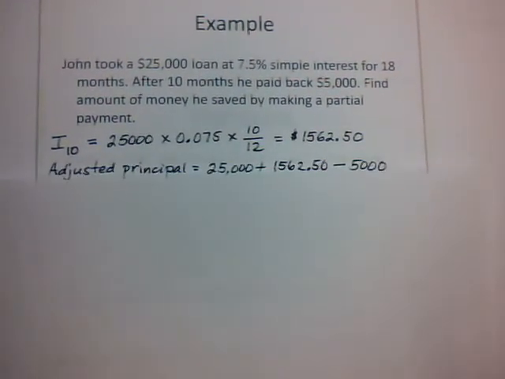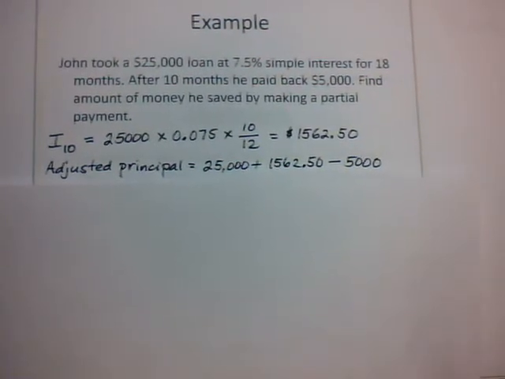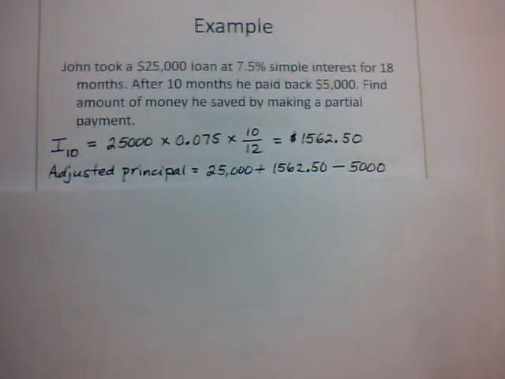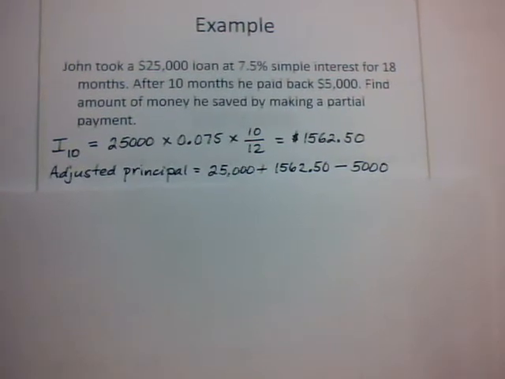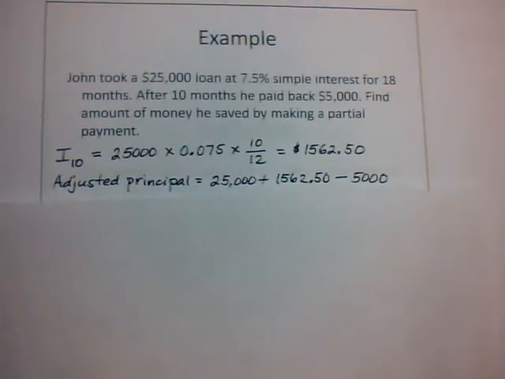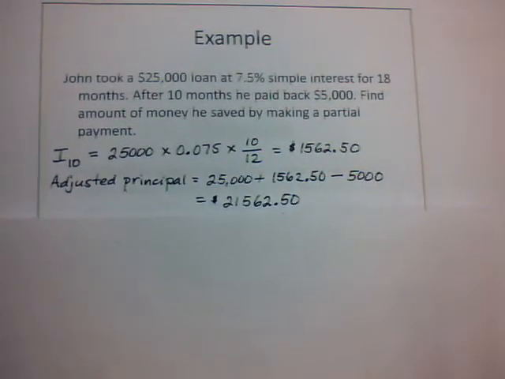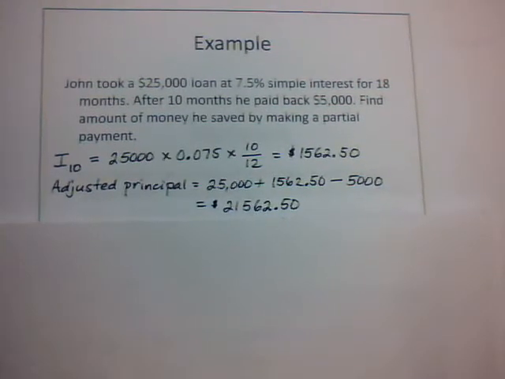So here, when we adjust the principal, we have $25,000. We're going to add that to the $1,562.50, but we're going to subtract from it the $5,000 payment that John has made. So now that adjusted principal becomes $21,562.50.